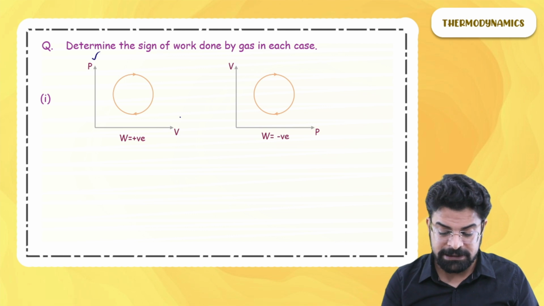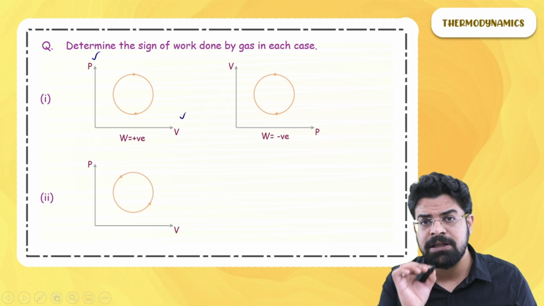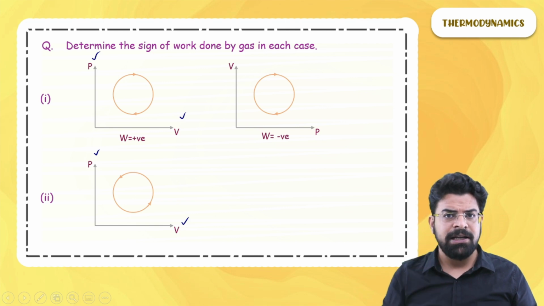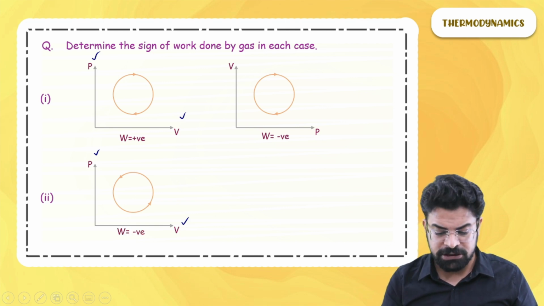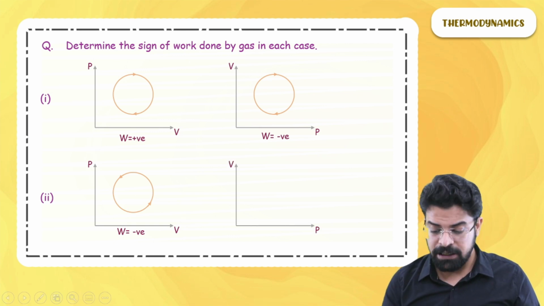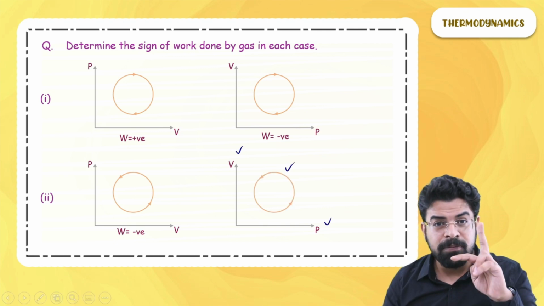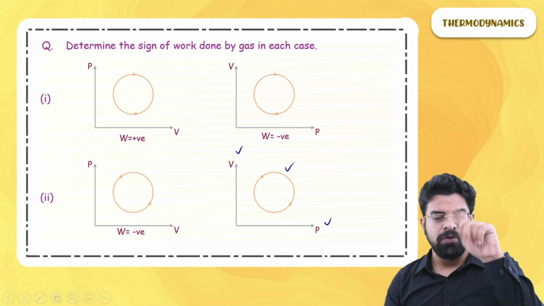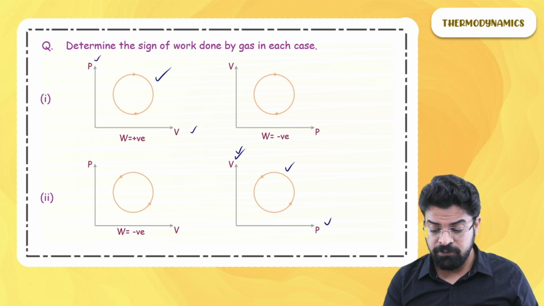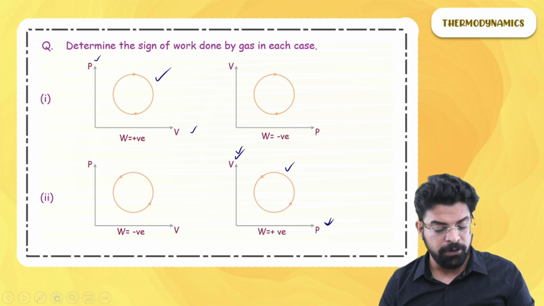Similarly, keeping the axis the same, still PV, but let's say the cyclic process is anti-clockwise. Then what will be the sign of the work done by the gas? Y-axis P, x-axis V, and the process is anti-clockwise, so the work done has to be negative. Just remember the first one: PV graph, clockwise, positive. And the last case, a VP graph with an anti-clockwise cyclic process. You have flipped two things: the process is anti-clockwise and the axes are flipped. Two negatives make a positive, so the work done is positive.